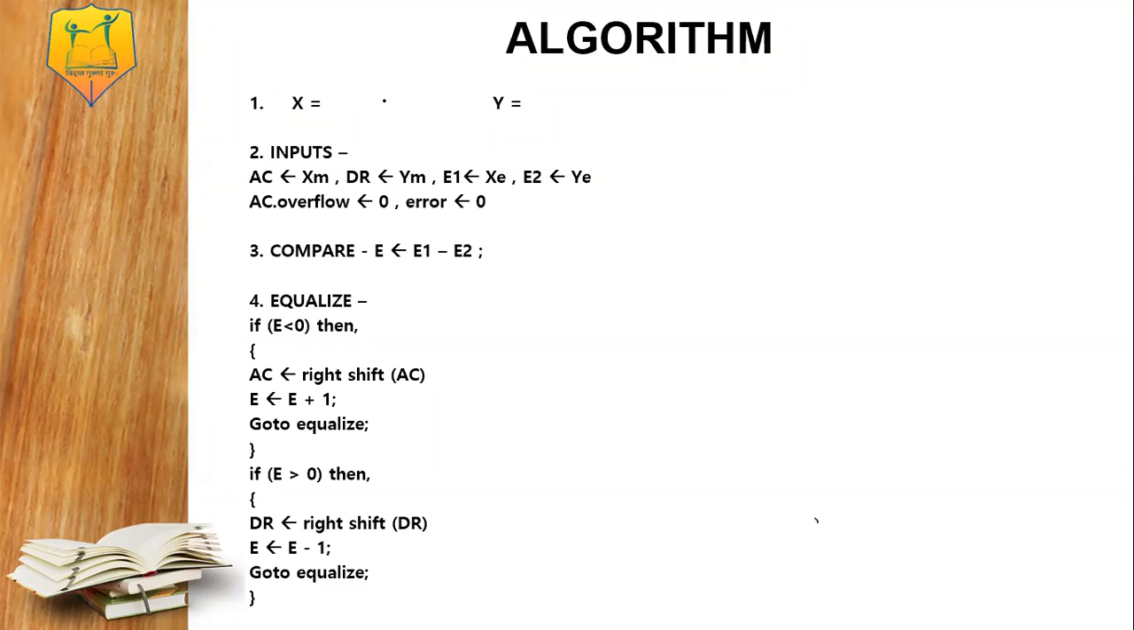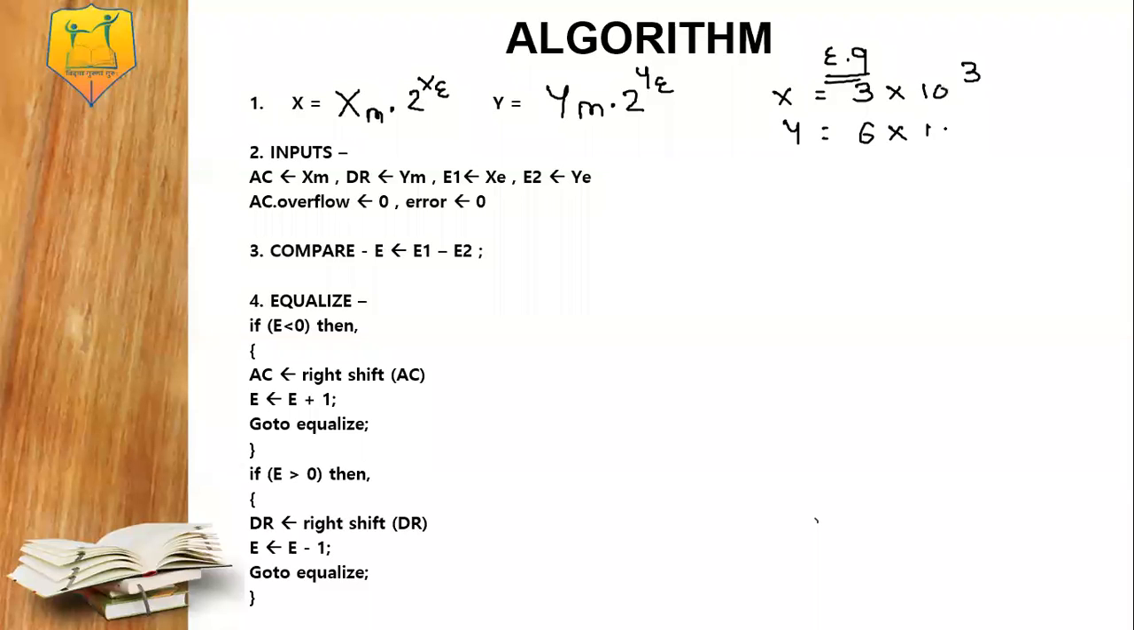Understand? Okay, now see guys, here what is x? The format of x I have shown before: xm into 2 raised to xe, and ym into 2 raised to ye. Then what are x and y? Here I'm taking another example, it's not 4 into 2. As an example, if we want to take, x becomes 3 into 10 raised to 3 and y becomes 6 into 10 raised to 4. Okay, so obviously, now tell me, what is xm here? xm is 3, ym is 6, xe is 3 and ye is 4.